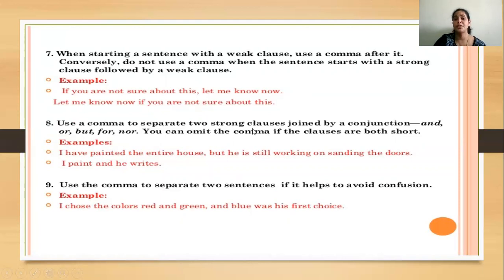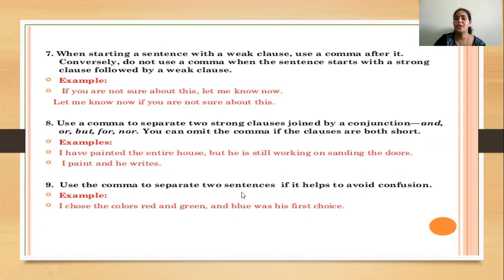Use a comma to separate two strong clauses joined by a conjunction. For example, I have painted the entire house, but he's still working on sanding the doors. So there are two strong clauses joined by a conjunction. In such a case, a comma separates both the clauses. The same way, you can omit the comma if the clauses are both short. If they are very short, I sing and he dances. In such cases, we do not use a comma.